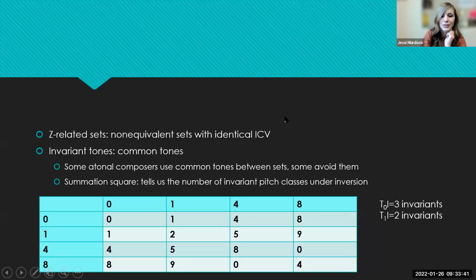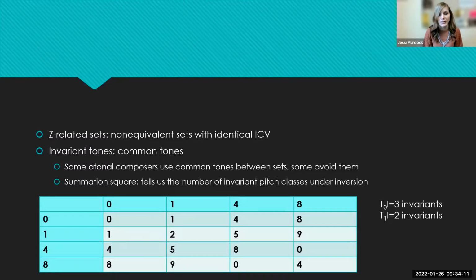Okay, so some things that we kind of saw on that. The first thing that you briefly just saw are Z-related sets, okay? That means that you have sets that aren't equivalent, okay? They don't have the same set name, but they have identical interval class vectors. So that's what it means if it's Z-related. It means that they have the same interval class vector, without being the same set.